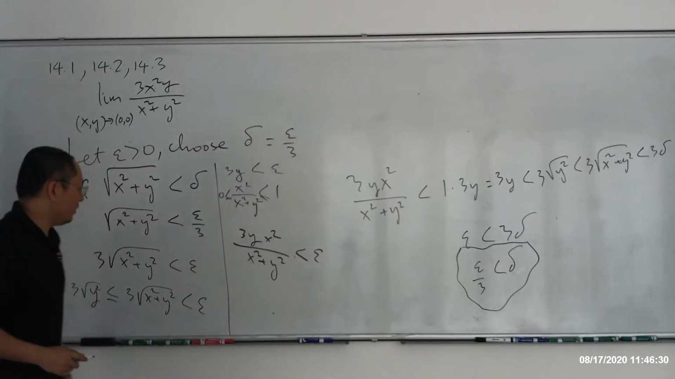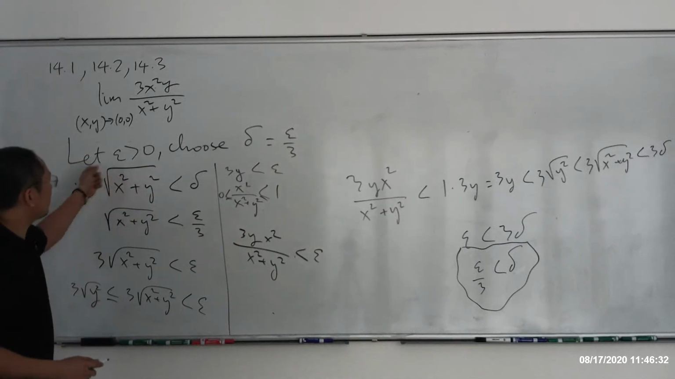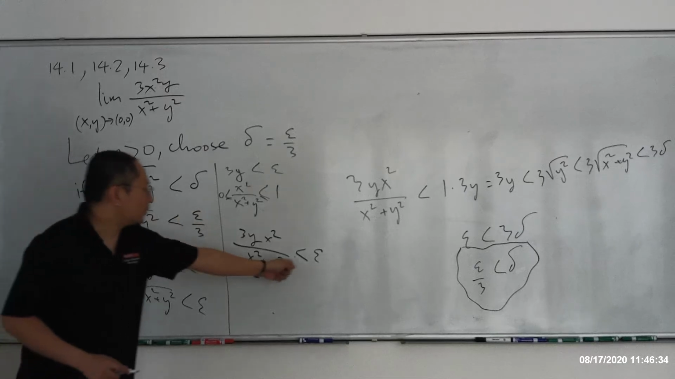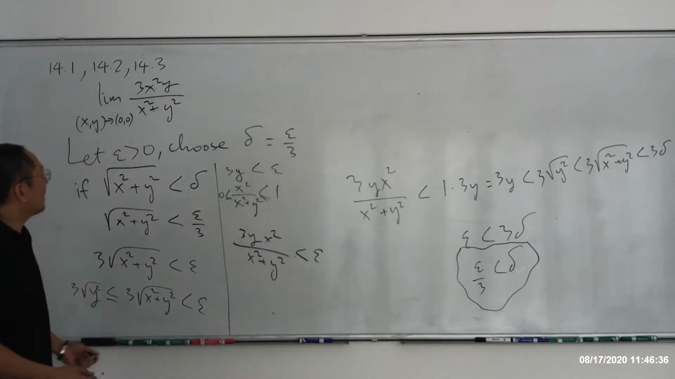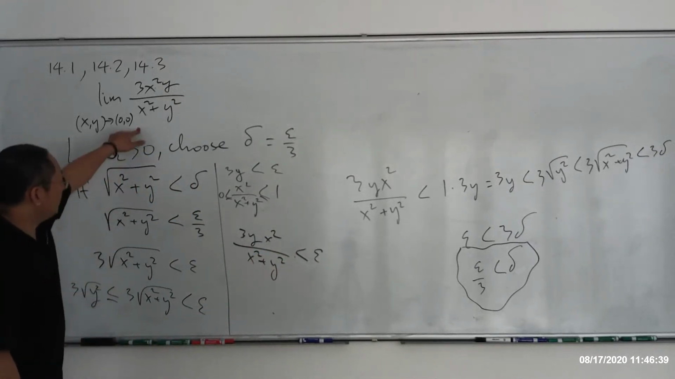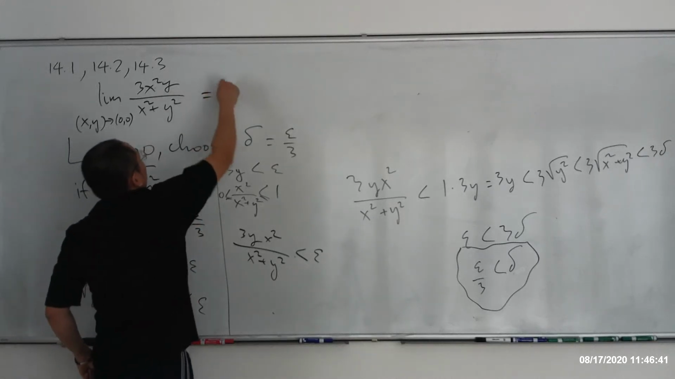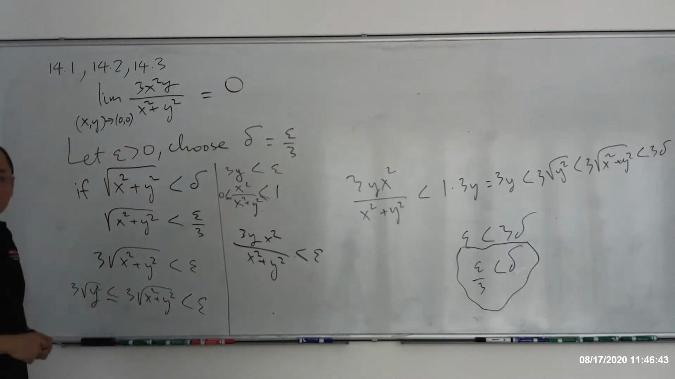And this is exactly what you need. You start from the square root of x squared plus y squared less than delta, and you prove that the function is less than epsilon. And by the definition, the limit of that thing is equal to 0. Okay? You get the limit equal to 0.